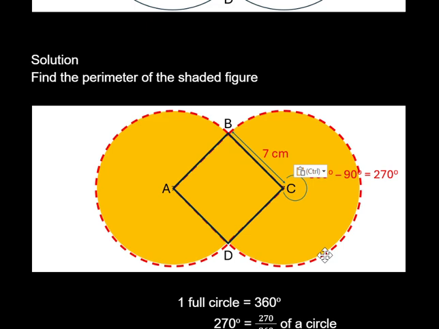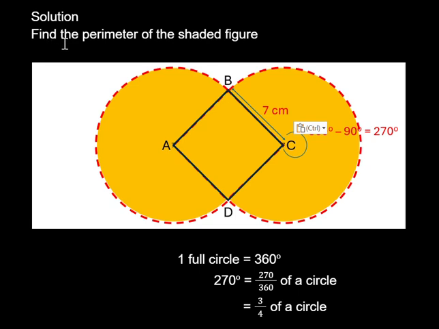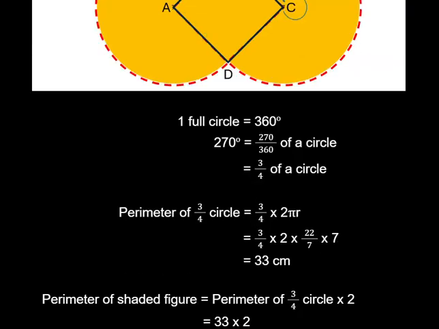Now you have all the information, you can start to solve the problem itself. Find the perimeter of the shaded figure. So what we want to find is the perimeter of a 3/4 circle with radius 7 cm. Once we have that, we multiply by 2 and that is the answer. One full circle is 360 degrees, and 270 over 360 is 3/4 of a circle.